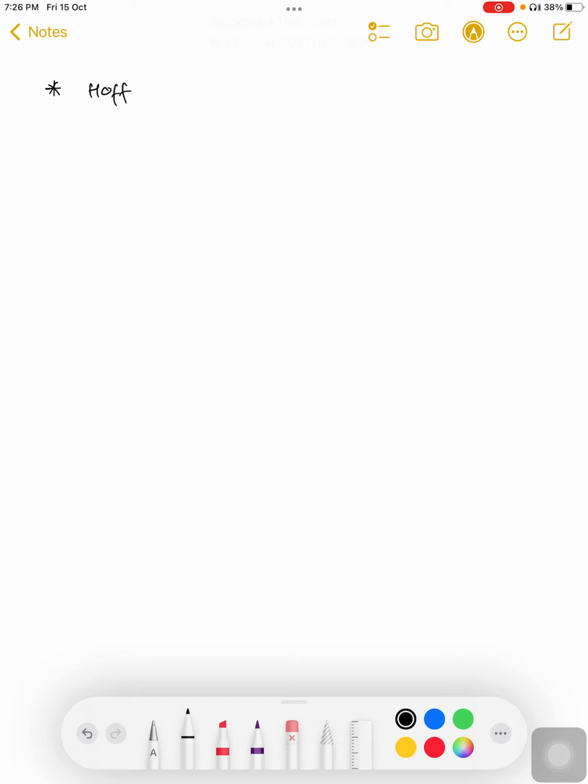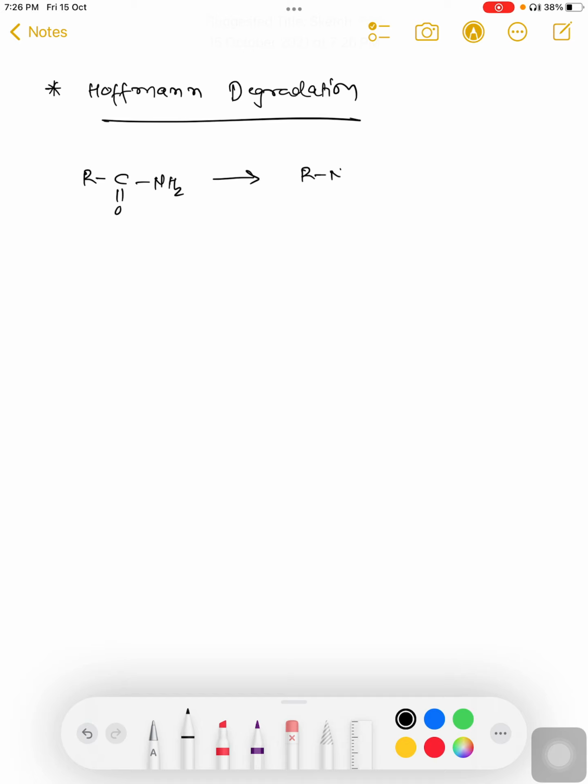Hofmann degradation reaction. Hofmann degradation reaction is used to convert any amide molecule into the corresponding amine. So there is a removal of the CO group. This reaction is carried out in the presence of bromine and NaOH as a base. So let us discuss the mechanism part.